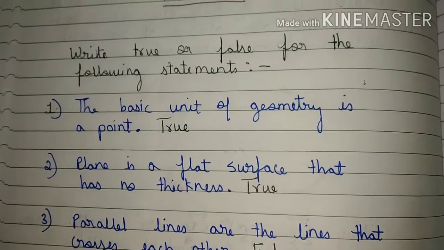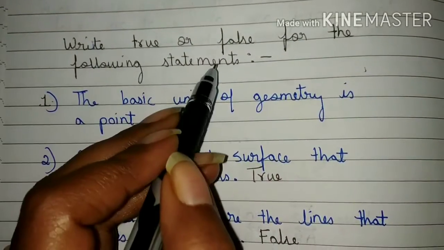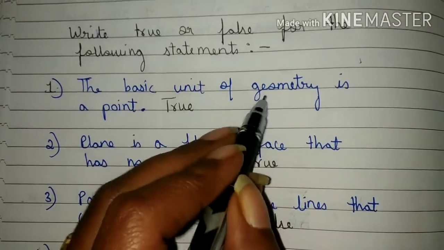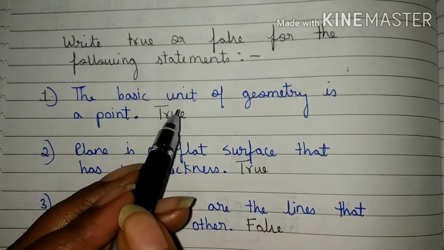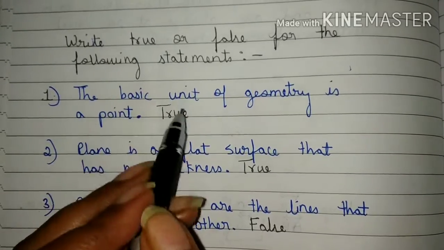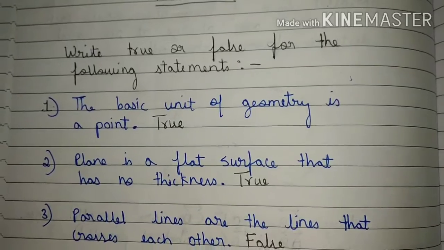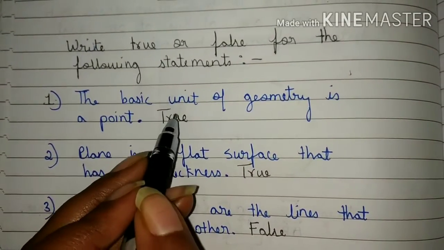Students, now we will study write true or false for the following statements. First, the basic unit of geometry is a point. Students, this statement is true because the basic unit of geometry is a point. Students, geometry starts with a point. So, this statement is true.